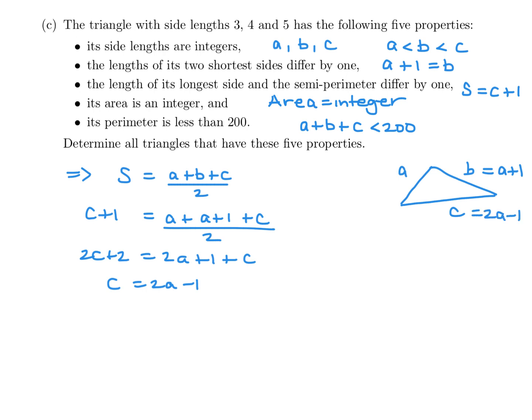It's moving right along here. And therefore S would be A plus B, which is A plus 1, plus C, which is 2A minus 1, all over 2. And that looks to me like just 2A. Okay, so that's a pretty decent start, I think, I hope.